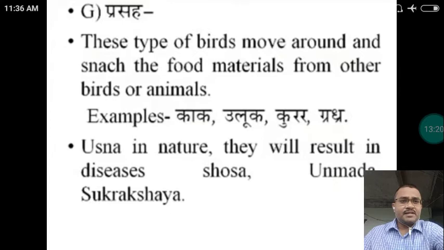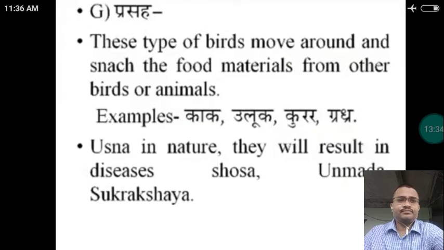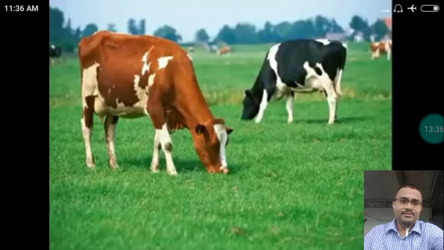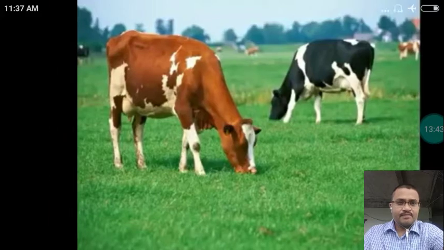They are Ushna in nature. They will result in diseases like Sosa, emaciation, Unmada, insanity, and Sukrakshaya. It is not Sukrala, it is Sukrakshaya. It depletes the Sukradhatu.